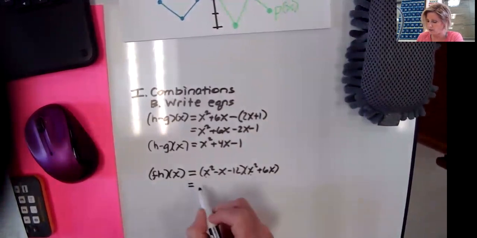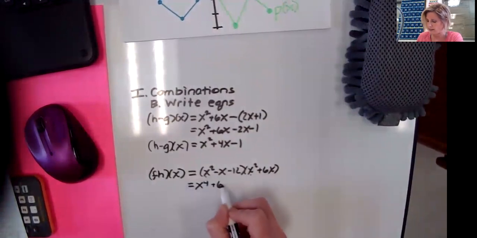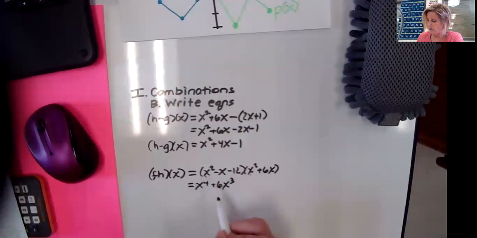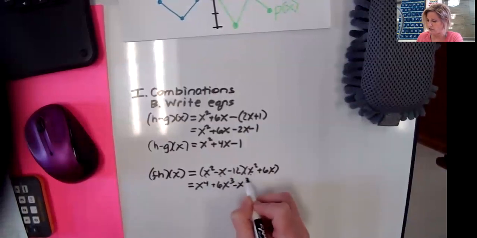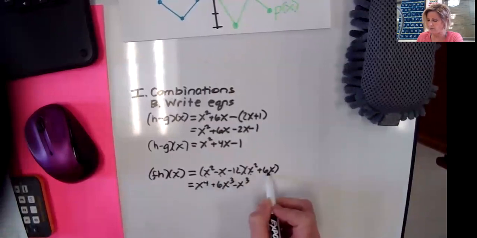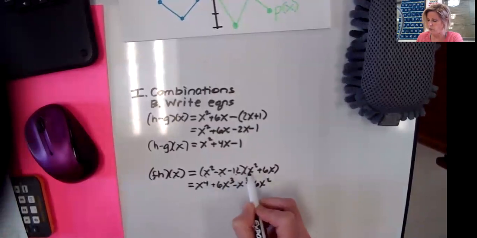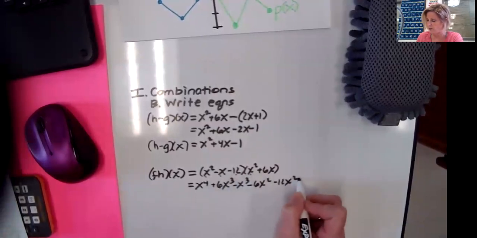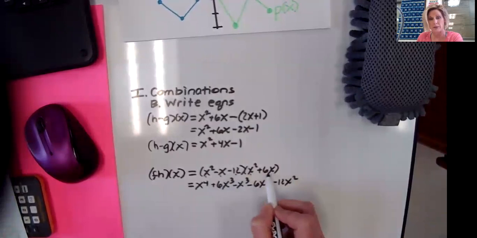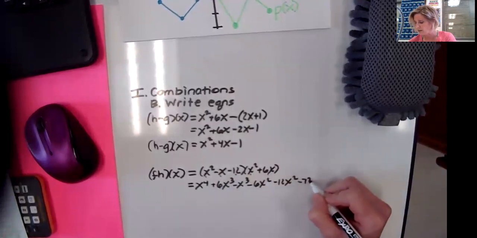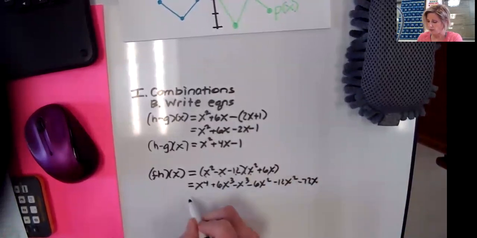So x squared times x squared is x to the fourth. X squared times 6x is 6x cubed. And then I've got to say negative x times x squared is negative x cubed. Negative x times 6x is negative 6x squared. Then negative 12 times x squared is negative 12x squared. And negative 12 times positive 6x is negative 72x. So now let me clean that up. So I'll have x to the fourth. Let's see, that gives me plus 5x cubed.